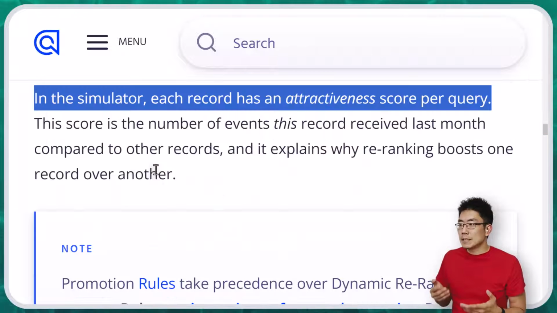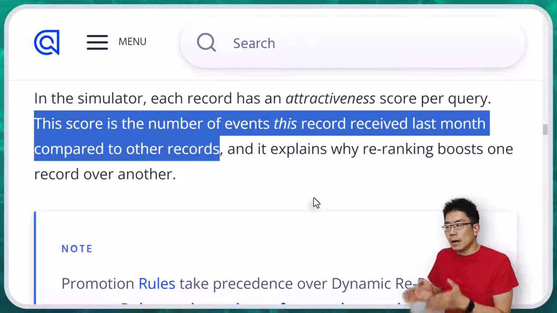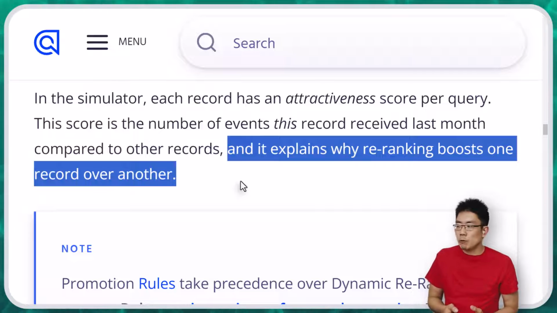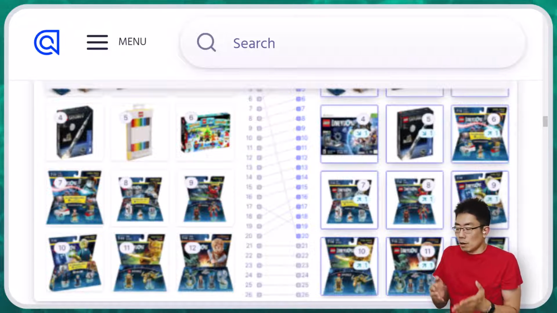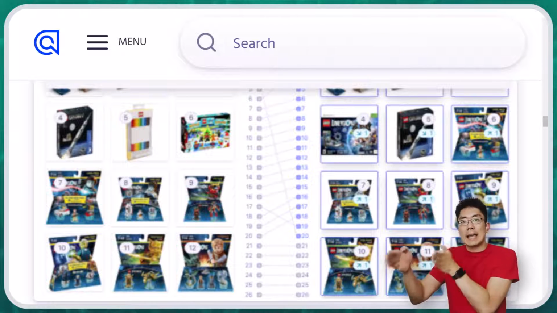In the simulator, each record has an attractiveness score per query. This score is the number of events this record received last month compared to other records. And it explains why re-ranking boosts one record over another. So what this means is all of our TPT products have a hidden variable called an attractiveness score that's basically keeping track of the number of times certain events happen within the last 30 days.